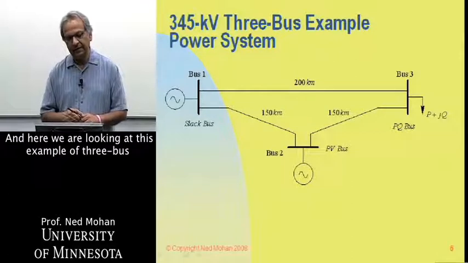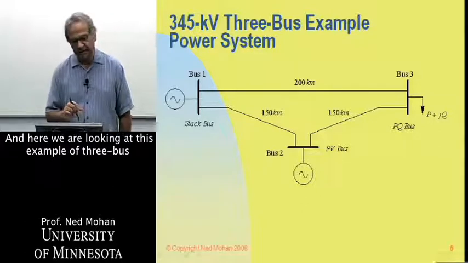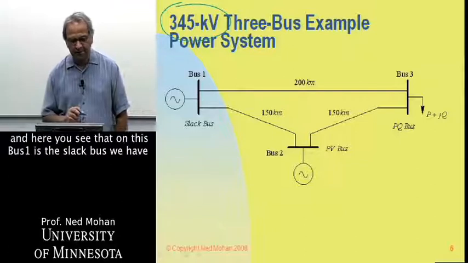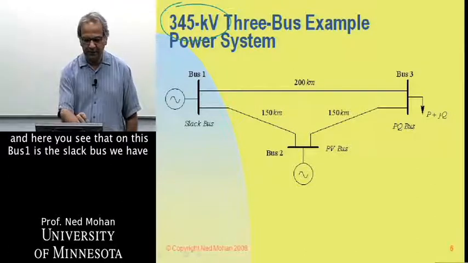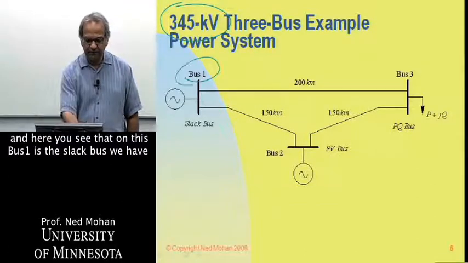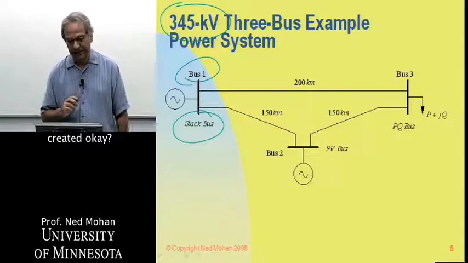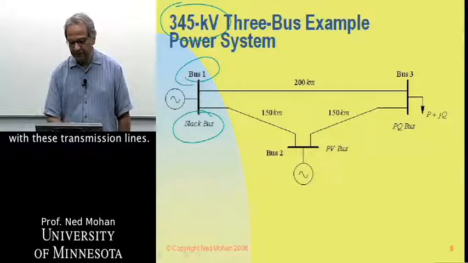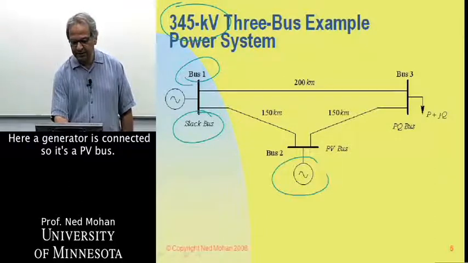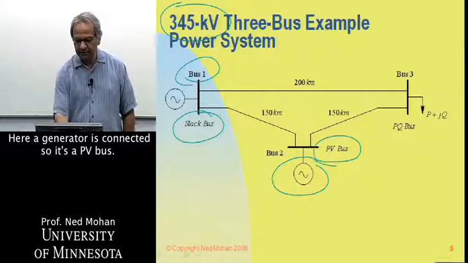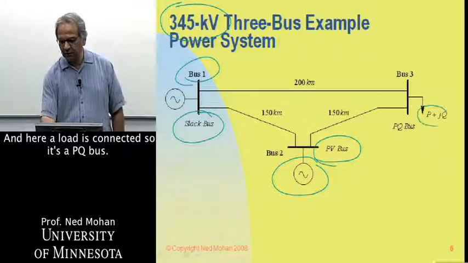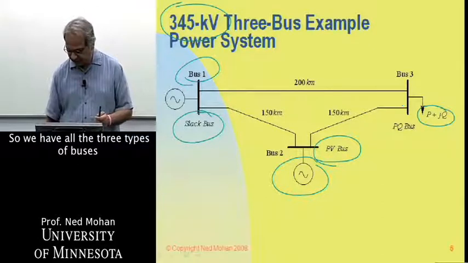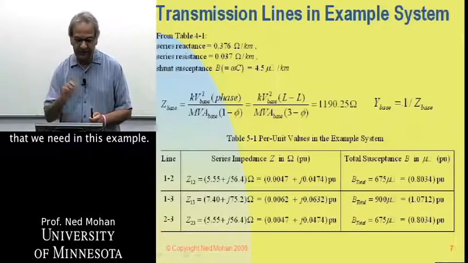And here we are looking at this example of 3-bus that we have had before, at 345 kV. Here you see that bus 1 is the slack bus we have picked, and this bus 1 is connected to the other 2 buses with these transmission lines. Here a generator is connected, so it's a PV bus, and here a load is connected, so it's a PQ bus. So we have all the 3 types of buses that we need in this example.